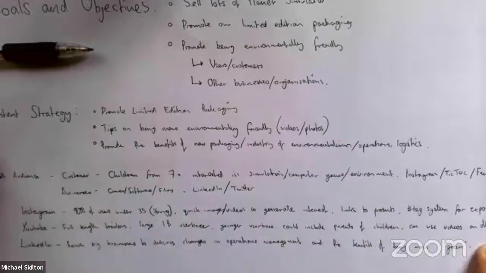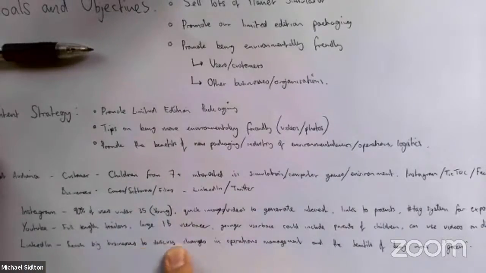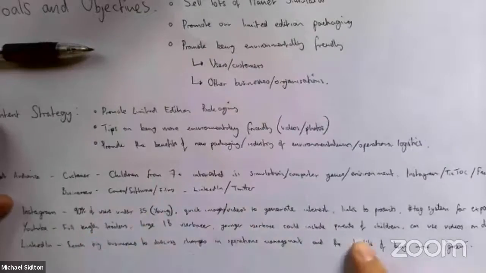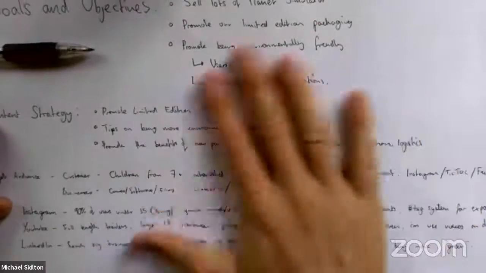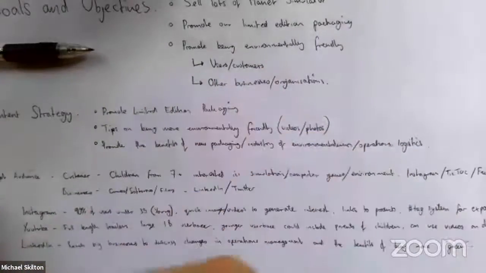And finally, guys, I've said LinkedIn again. For me, it's so important that I'm using LinkedIn because I can reach big businesses to discuss changes in operations management and the benefits of being more green in your industry. Okay, because there are lots and lots of different leaders of industry out there which frequently read about all these different ways of doing things and how they can impact their own businesses for the better. Okay, so now what I've got, guys, is a very clear idea of what I want to include on my Instagram, on my YouTube, and on my LinkedIn.